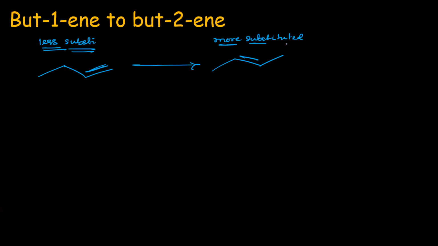Now, whenever you have something like this, whenever you are moving from less to more substituted or more to less substituted, then in both of the cases, you will think of Markovnikov or anti-Markovnikov. So if I am moving from less to more, then I am going through the Markovnikov rule. If you are going more to less, then you are going anti-Markovnikov. So you have to think of Markovnikov or anti-Markovnikov.